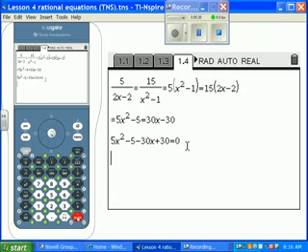Descending. Let's remember what descending order means? From the biggest to the littlest. From the largest exponent to the smallest. Good. So we're going to start with the 5x squared. We're going to do that every single time.